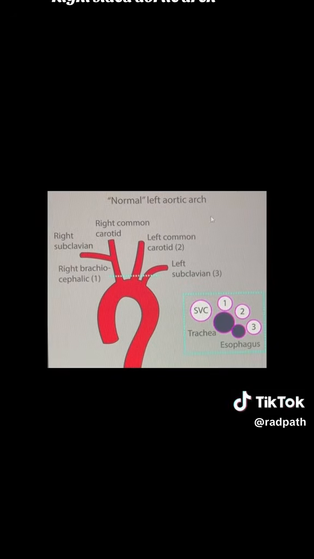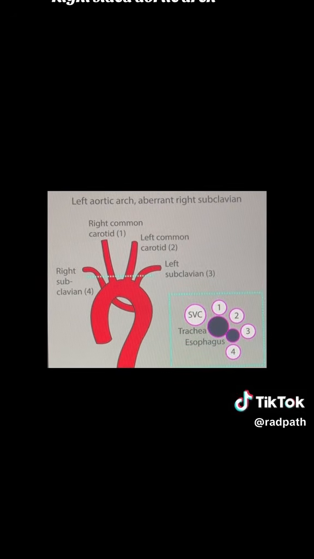Now let's go over some schematics from Dr. Stefan Tigges from Radiopaedia, which I highly encourage you to check out on your own. So here we see a normal left aortic arch. This next figure here is a left aortic arch with an aberrant right subclavian artery.